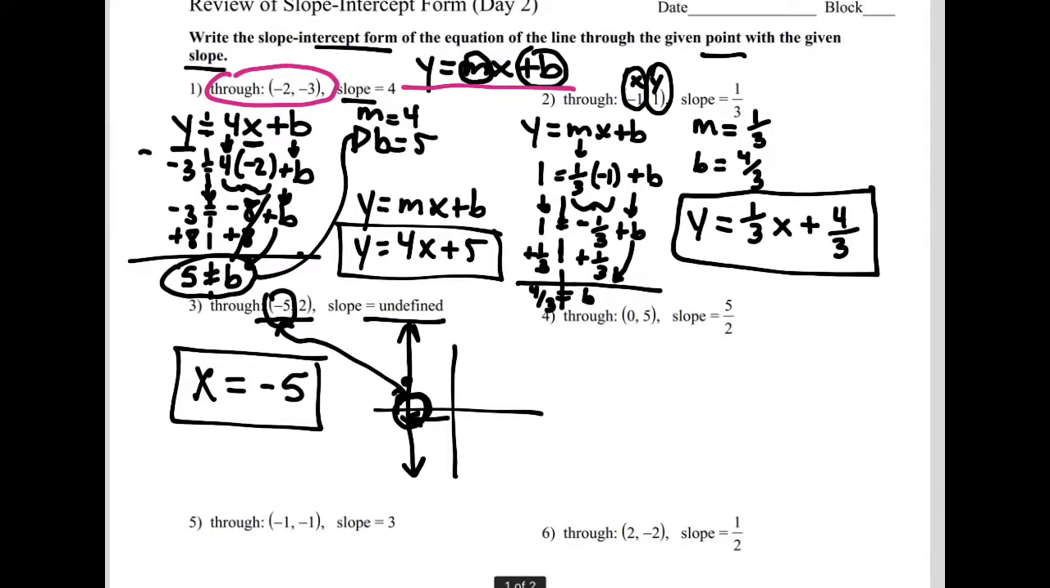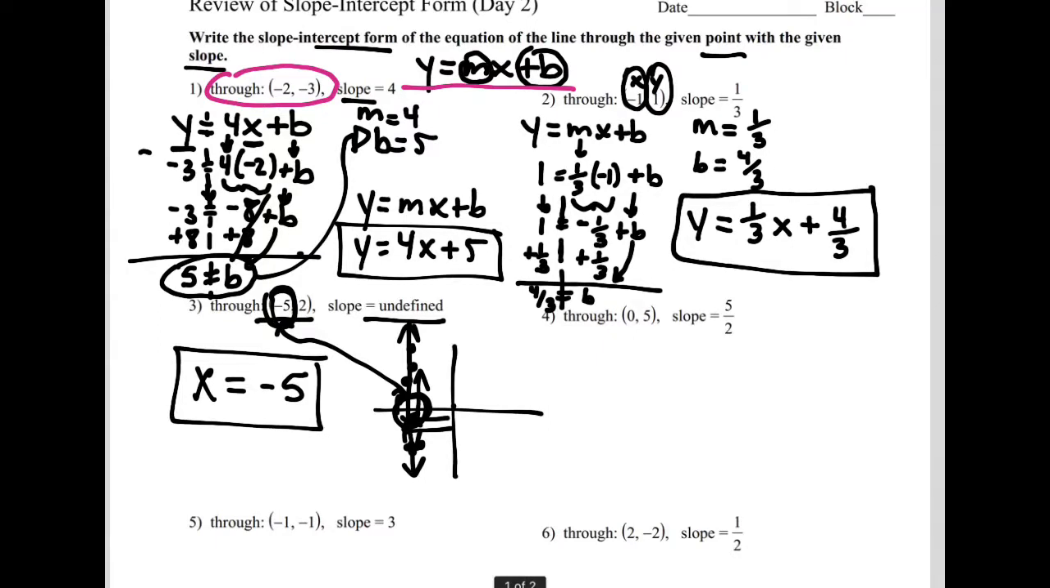So anytime you see an undefined slope and you realize that's just going to be x equal to a number, well, they give you the x value you can use. Because every coordinate on that undefined slope line will have an x value of -5. You'll have to go over -5 and up or down some value to get on that line. So, alright, the last one I'm going to do in this section is number 4.